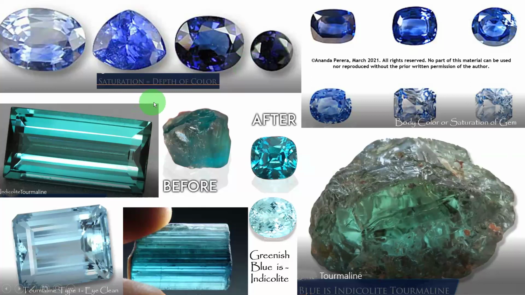Then here, these are the saturation depth of color. In blue color, look at the saturation. Paraiba tourmaline. Here it is like sapphire, but it is tourmaline, blue color. See the colors. Blue colors of saturation of the gem. See the color saturation. This is indicolite rough stone. Indicolite. Greenish blue is indicolite. See, indicolite. This is before, this is after cutting. Indicolite. Greenish blue.